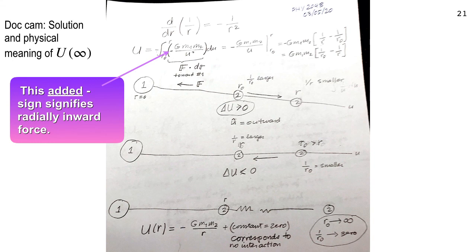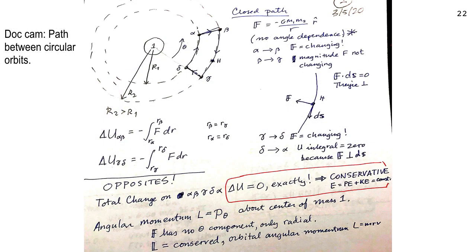Now, let's take a look at another factor. And this is related to the idea of conservative and non-conservative. So let's go to page 2 here. And let's draw a central object. And object number 2, we're going to put it on a circular orbit around it.